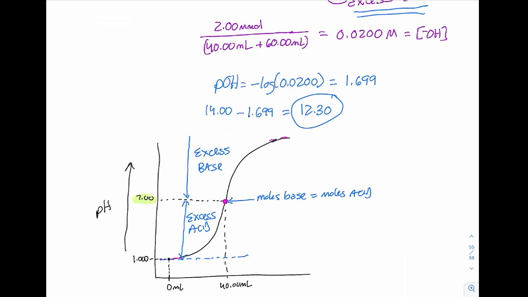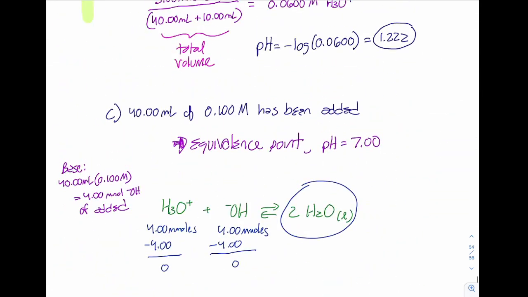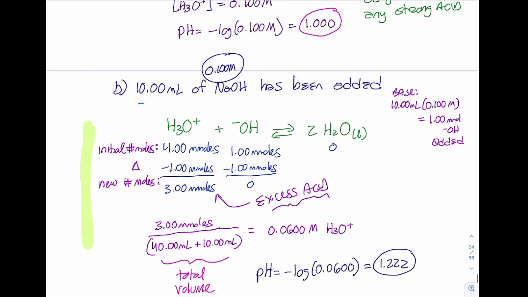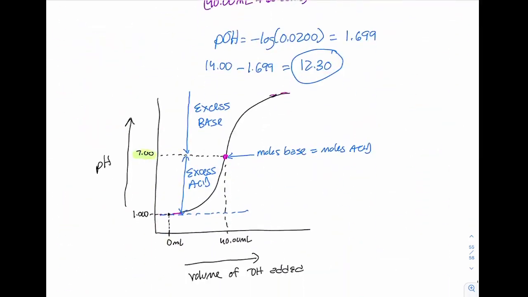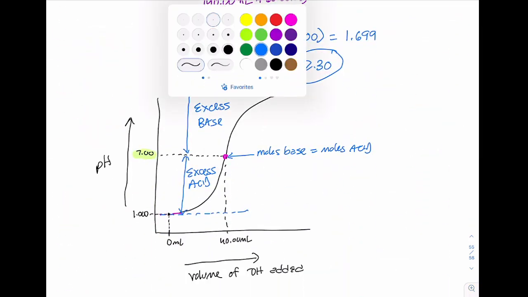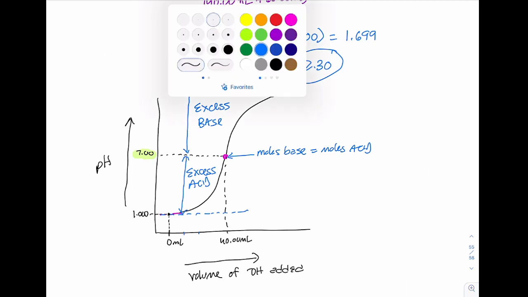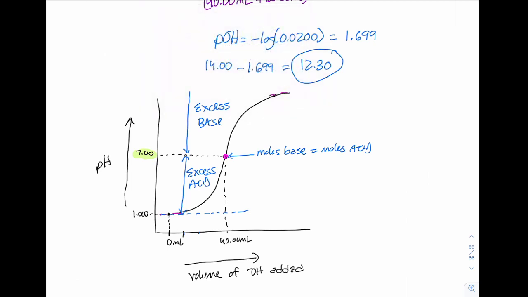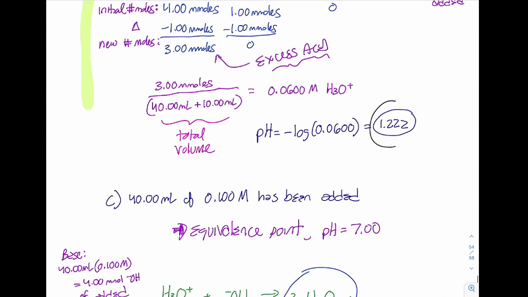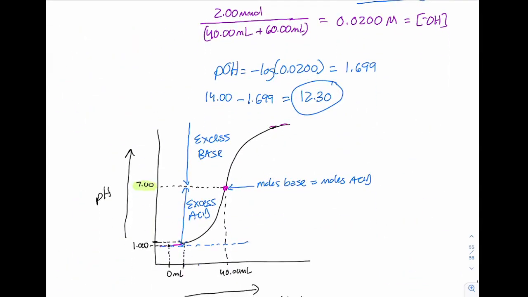If we wanted to add my other numbers on here, scrolling back up, I had 10 milliliters of sodium hydroxide that I added. So if I have 0 here and 40 here, roughly halfway between the two would be 20. So somewhere in here would be 10. This is getting kind of messy, but let's say this is 10 milliliters. I would go up till I hit my graph, and then I would come over, it's really close, over to here, and that would be the 1.222. If you were to try to fit it in there, that would be that value.